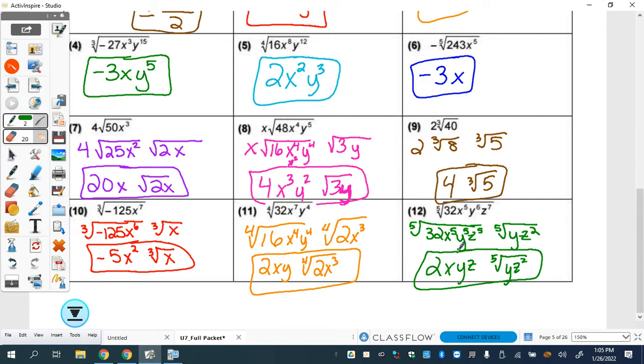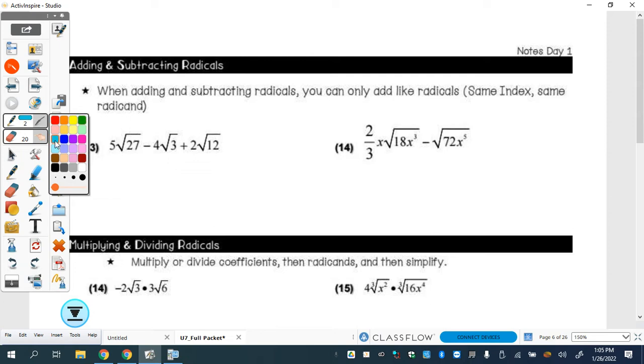So now we'll go through our operations with our radicals. So adding and subtracting radicals. You can add and subtract radicals if they have the same index. So if they're both square roots, both cube roots, you cannot add a square root and a cube root together. So they have to have the same index. And then they also have to have the same radicand, which again, where is the radicand located? Yes, it's the number underneath the radical sign.